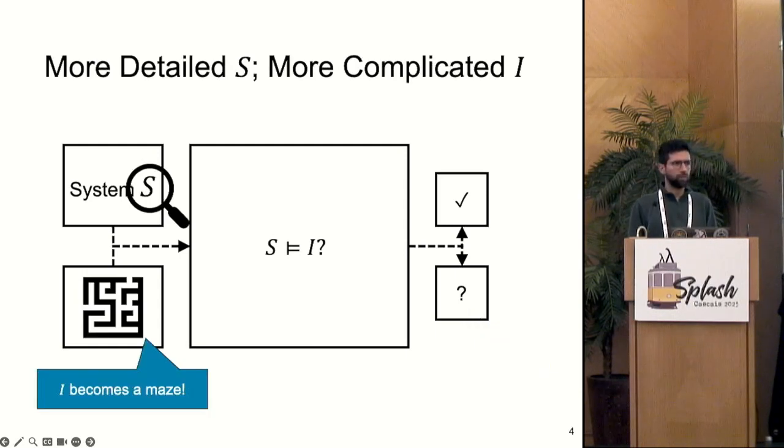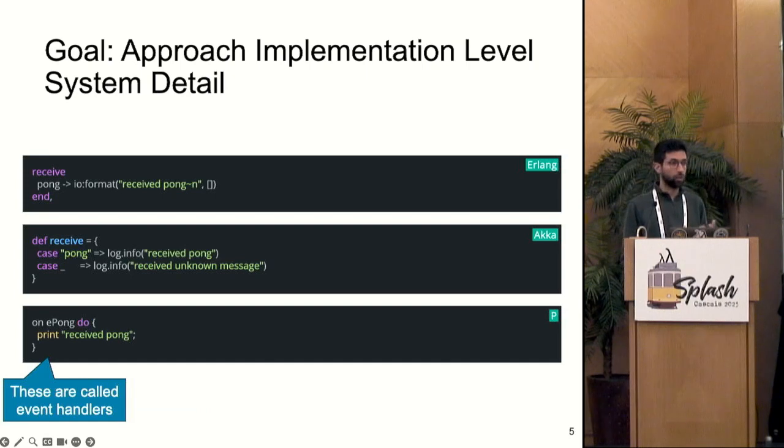One rule of thumb that's important for this presentation is that usually the more detailed your system S gets, the harder it is to get your invariants I right to get that proof to pass. This is an issue for us because the goal of our work is to verify asynchronous distributed systems as close to the implementation level as possible. Specifically, we want to verify systems that look like what a developer would write in a language like Erlang or P, or using a library like Akka.